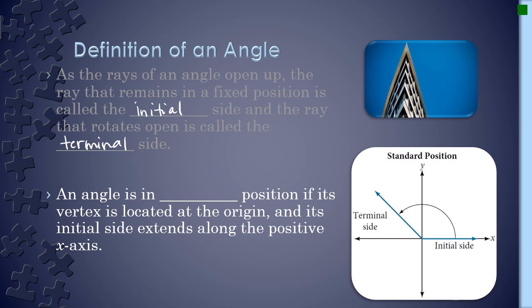An angle is in standard position if its vertex is located at the origin and its initial side extends along the positive x-axis. In the picture to the right, you see an example of an angle in standard position. Along the positive x-axis, you see the initial side where the angle begins, and then as that angle rotates open, it ends on the terminal side. And of course, it's beginning at its vertex, which is the origin, the point (0, 0).